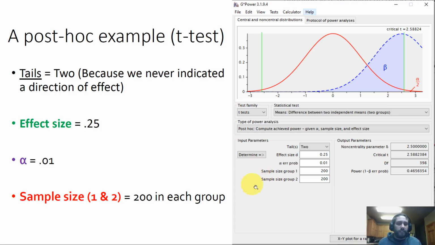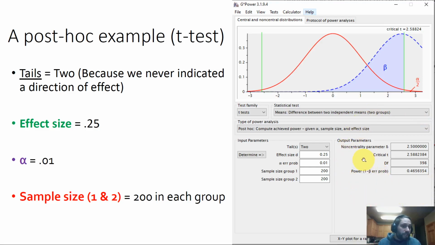And additionally, we set the sample sizes for each of our groups, so it's 200 in each. It's looking to see if there's differences between groups' sample sizes as well, which could affect power. I didn't mention it, but if you have different sample sizes between your groups, that can affect power as well because you have to use a pooled sample, and it's a little bit more complicated. But we go ahead and press calculate, and then over on the right we get our output parameters.